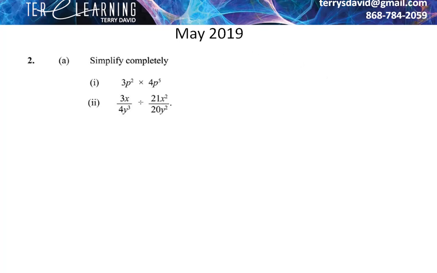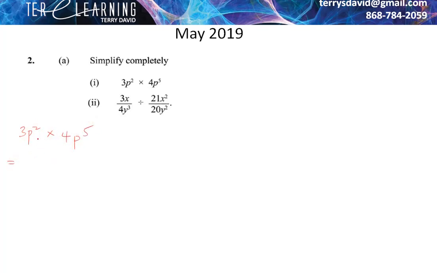So I'm looking at the May 2019 question 2. And the first part of the question, part A, we have 3p squared multiplied by 4p to the power 5. Right? So 3p squared multiplied by 4p to the power 5.